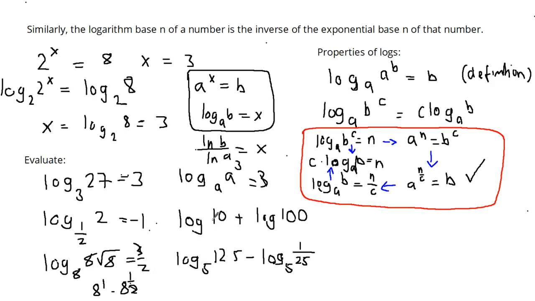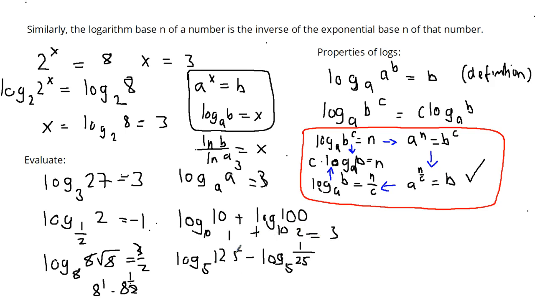3/2. Log 10 plus log 100. What's log 10? This log right here is called the common log, and the common log is just log base 10, right? Log base 10 of 10 is 1. Log base 10 of 100 is not 10. It's 2, because 10 squared is equal to 100. So 1 plus 2 is 3.